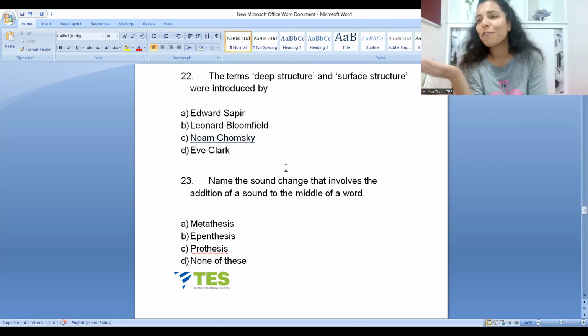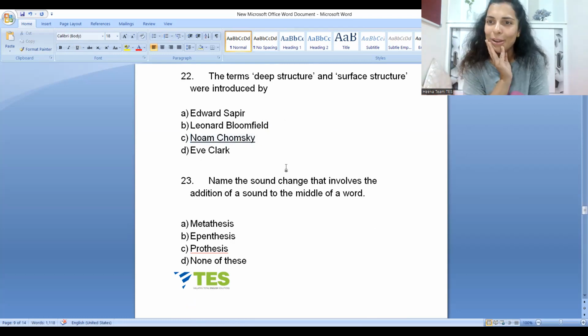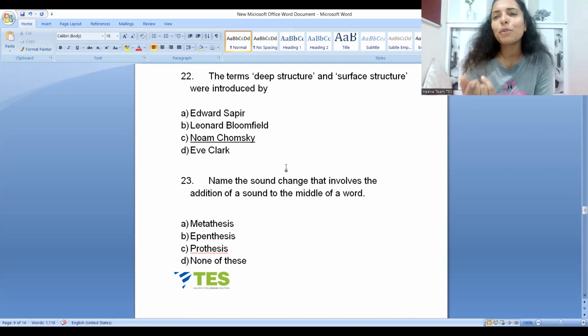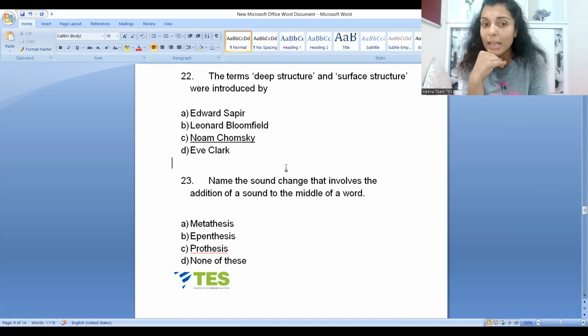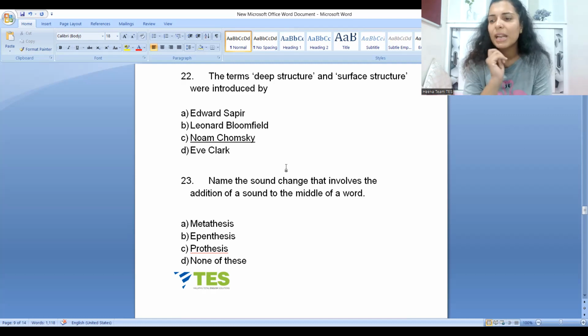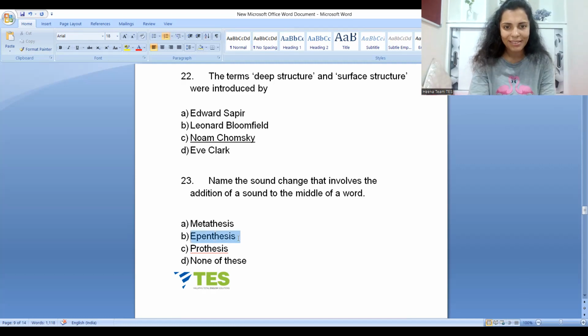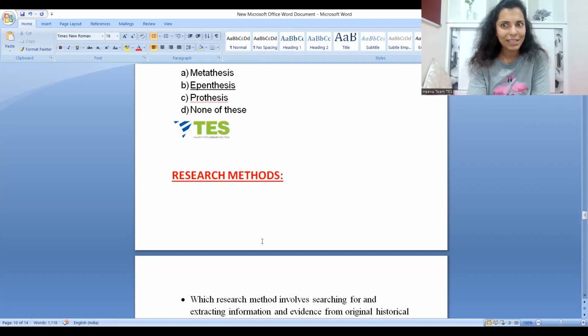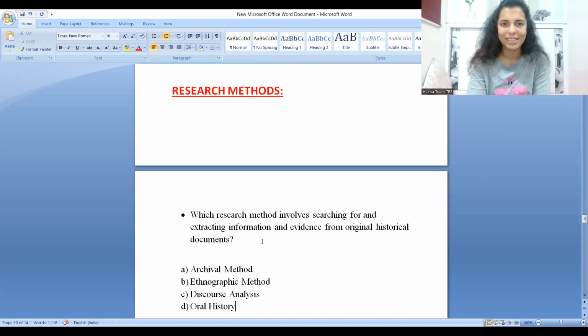And the last question from linguistics today is question number 23. Name the sound change that involves the addition of a sound to the middle of a word. Okay, so when the sound changes because there is an addition of a sound in the middle of the word, that is called as A, metathesis, B, epenthesis, C, prothesis, or D, none of these. It is option B, epenthesis. Okay, done.